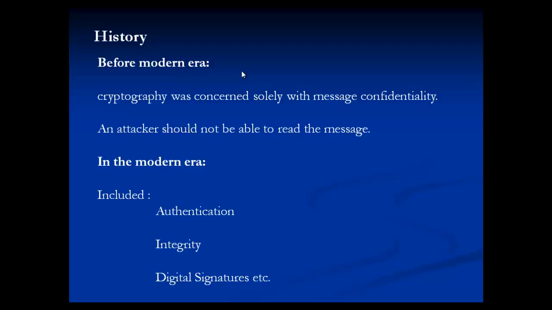Before the modern era, this was the only target of cryptography. But in the modern era, cryptography has been expanded beyond confidentiality by including authentication, integrity, digital signatures, and many more. Authentication: senders' or receivers' authentication. Integrity: the message which we are sending should not be changed before actually reaching the destination. Digital signatures: to verify the identity of the sender.